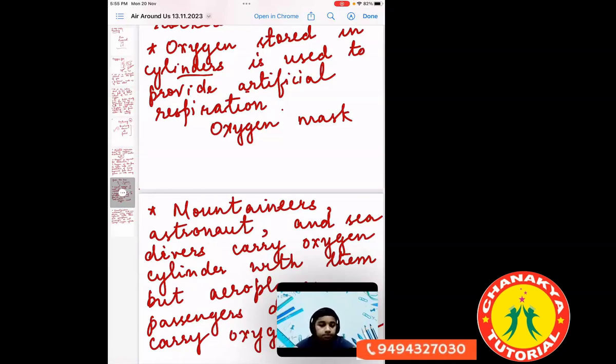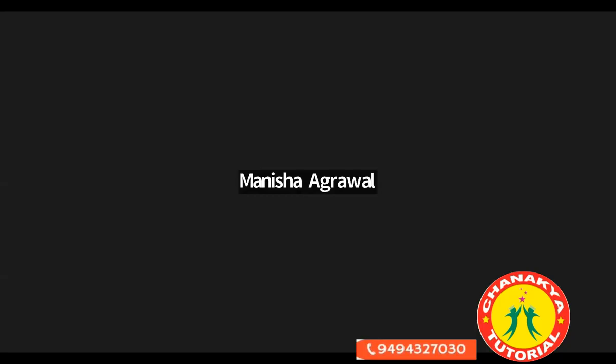And you might have seen, when you go on a flight, they announce that in case of a deficiency of oxygen, an oxygen mask will be provided. If the oxygen is not present inside the chamber of that aeroplane, the oxygen mask automatically falls down.